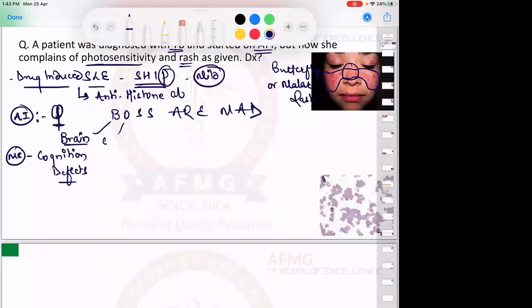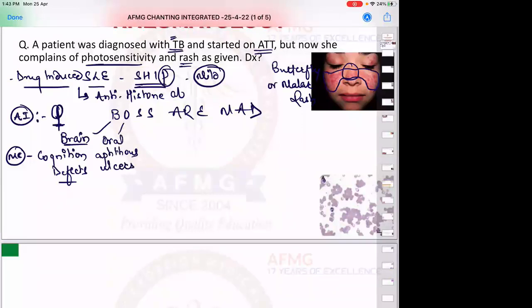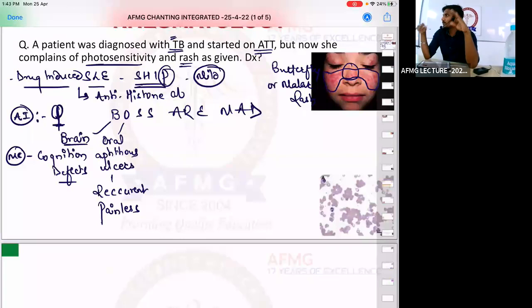O goes for oral aphthous ulcers. So these oral aphthous ulcers would be recurrent in nature. They would almost come every month in the patient, right? Apart from that, would these be painless or painful? Mainly these are painless ulcers. So which type of ulcers are seen in SLE patients? Oral aphthous ulcers, which are recurrent in nature and painless.